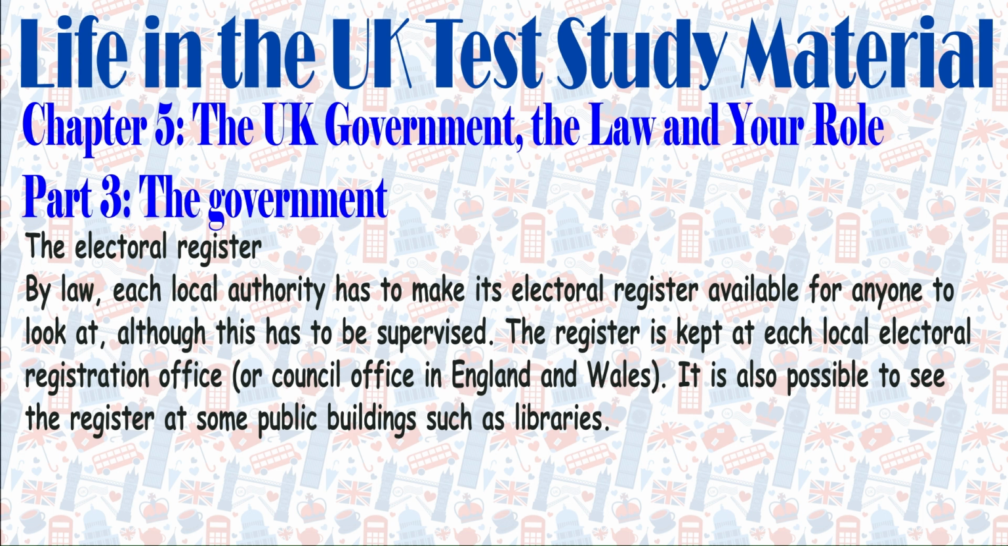By law, each local authority has to make its electoral register available for anyone to look at, although this has to be supervised. The register is kept at each local electoral registration office, or council office in England and Wales. It is also possible to see the register at some public buildings such as libraries.